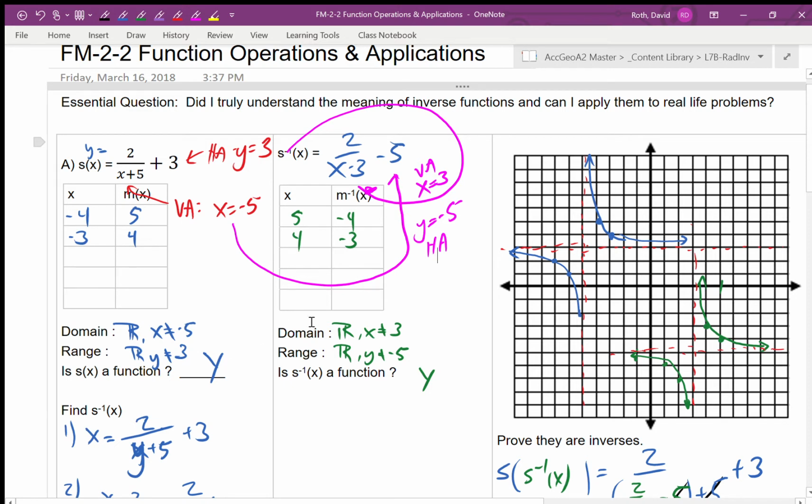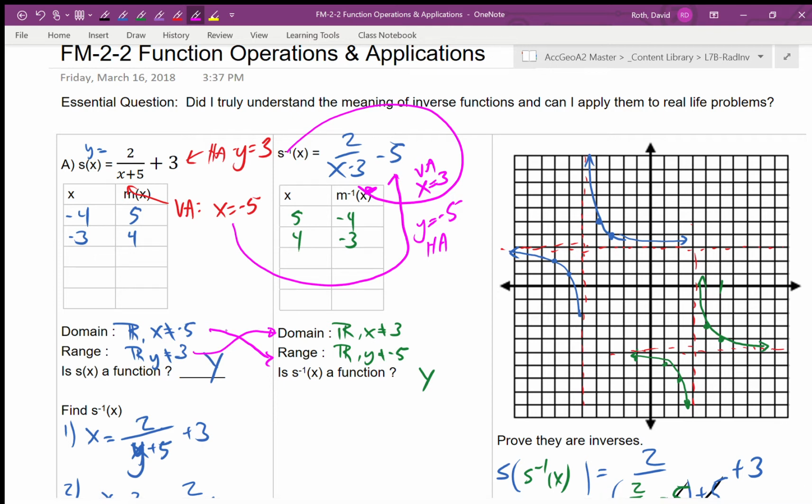Notice again, in this case, the domain for the original function, x not equal to -5, has become the range for my inverse, and likewise the range of y not equal to 3 ends up becoming the domain. So x and y are swapping roles on all kinds of parts and pieces.